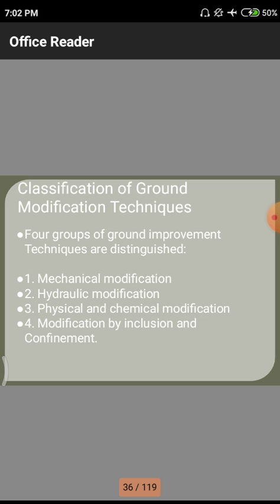Next, we have hydraulic modification. In hydraulic modification we change the hydraulic properties of the soil, and we increase or decrease the water content lying in the lower layers of the strata. By using hydraulic modification, we modify the soil parameters up to what is required for the particular project.